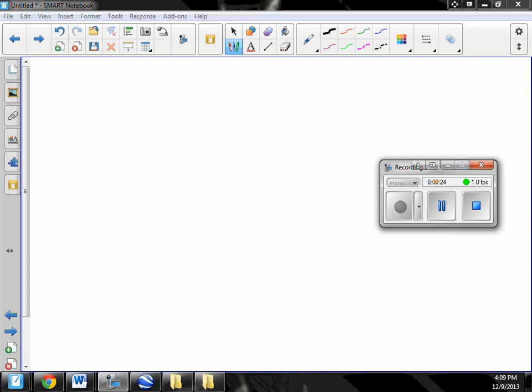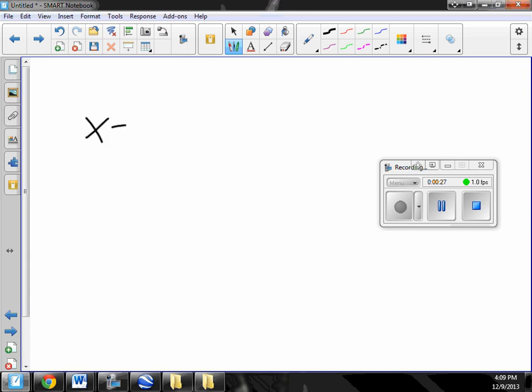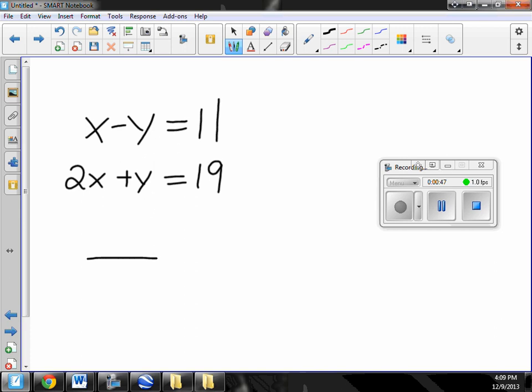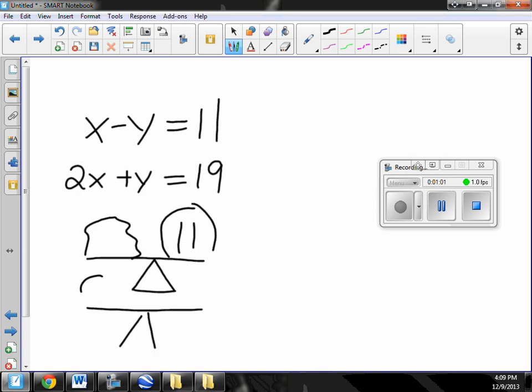So write down this system: x minus y equals 11, and 2x plus y equals 19. For elimination, our goal is to eliminate one of the variables by adding the two equations together. The way I like to think of this is each equation is a balance. So we have some stuff over here, and it equals, I don't know, 11 pounds. And then we have a second equation. It's got some stuff on the left side, variables, and it equals 19.